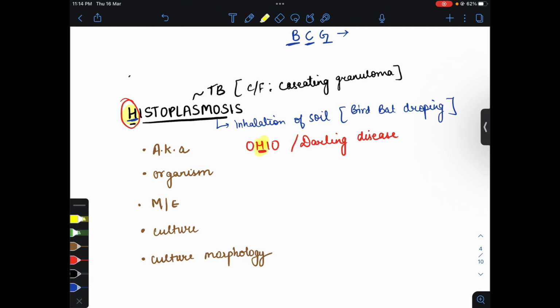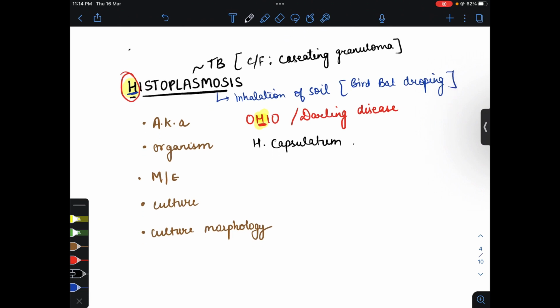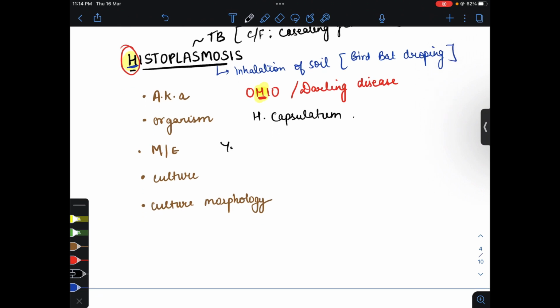In this the organism is Histoplasma capsulatum. On microscopic examination, we see the yeast form which is around 2 to 4 micron, and we can see them in both forms, meaning intracellularly and also extracellularly.